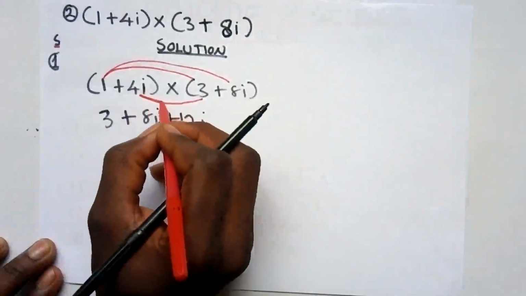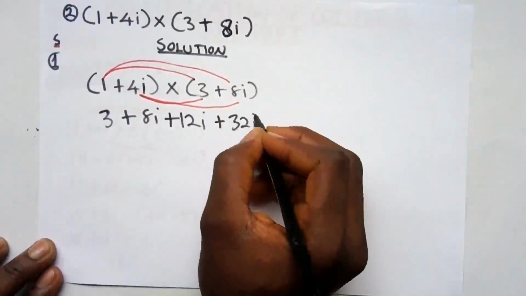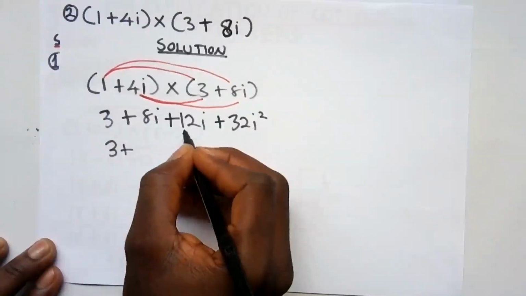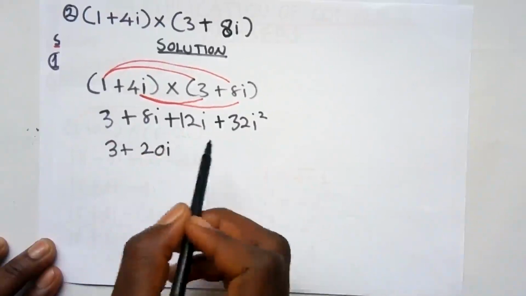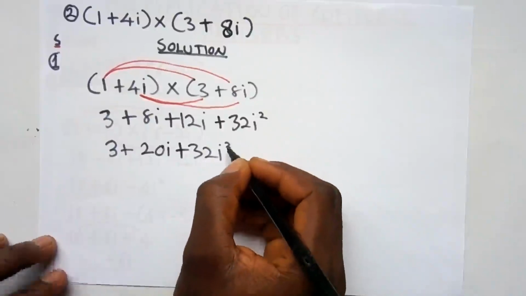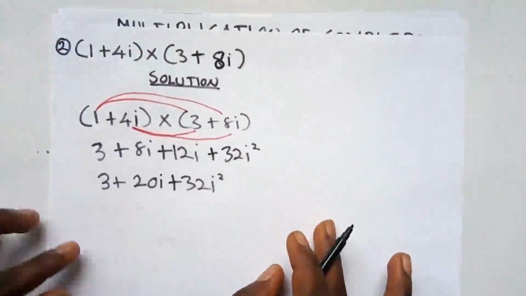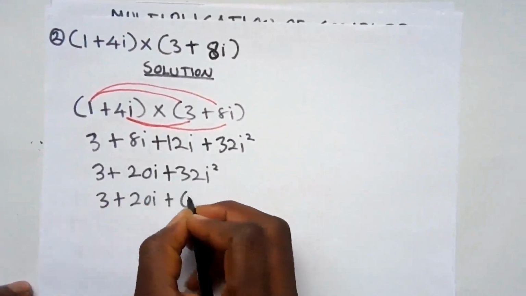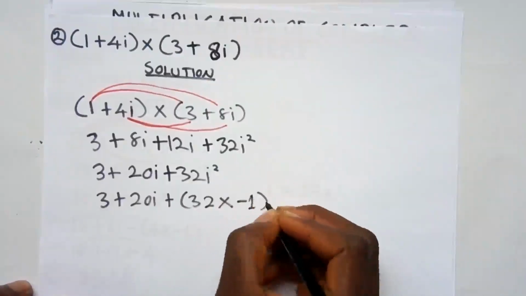And 4i multiplied by 8i gives us 32i squared. Add like terms. So 3 plus 8i plus 12i gives us 20i plus 32i squared. Recall that i squared is equal to minus 1. So 3 plus 20i plus 32 multiplied by minus 1.